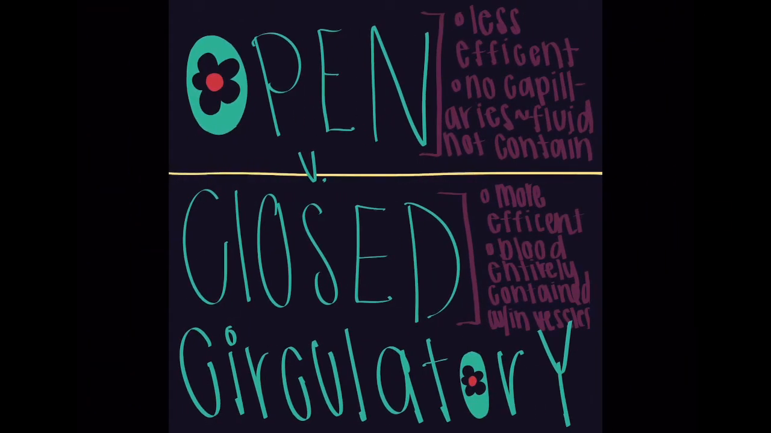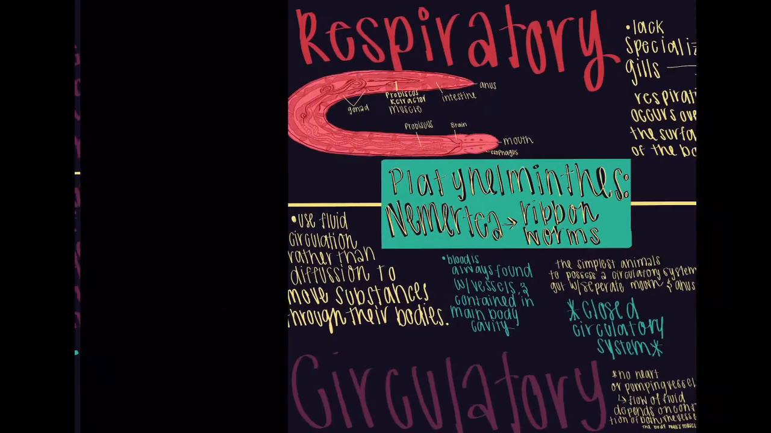Now, there are two different types of circulatory systems. First, open circulatory is less efficient as the fluid is not contained through vessels or veins or capillaries, whereas with a closed circulatory system, the blood is entirely contained within the vessels, making it much more efficient.